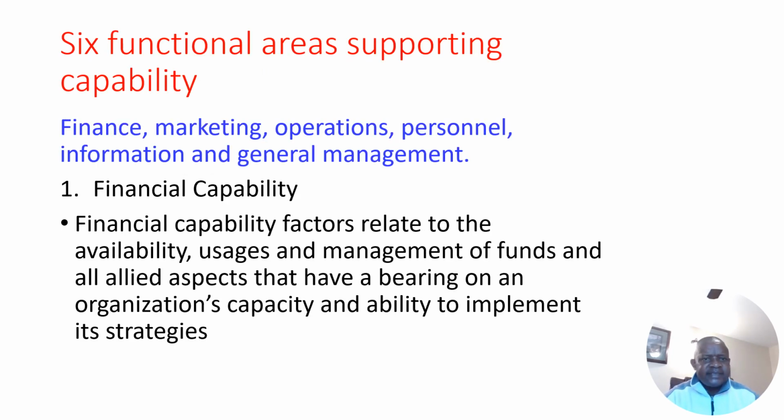Let us turn our attention to the 6 functional areas supporting capability. The 6 functional areas supporting capability in any organization are finance, marketing, operations, personnel, information, and general management. Generally, you'll find security lies under general management or sometimes under operations. So these are some of the 6 capabilities.